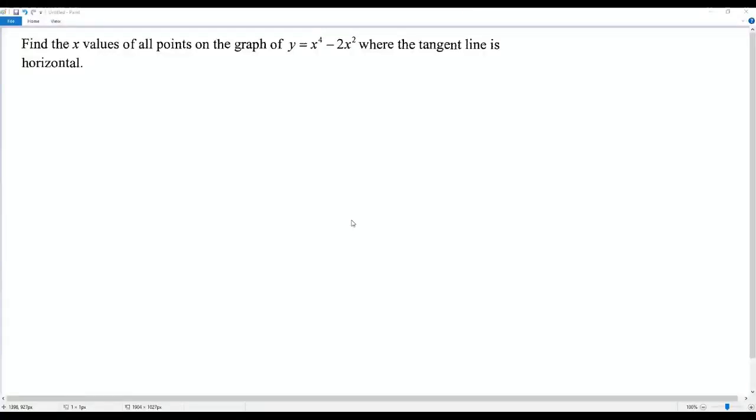Here we have a problem on derivative. Okay, let's go over the question. Find the x values of all points on the graph of y equals x to the fourth power minus 2 times x square, where the tangent line is horizontal.